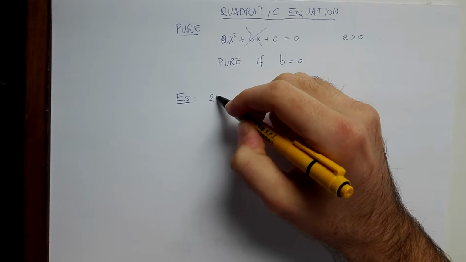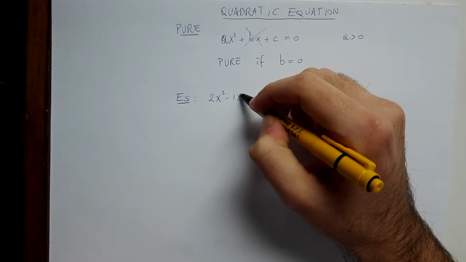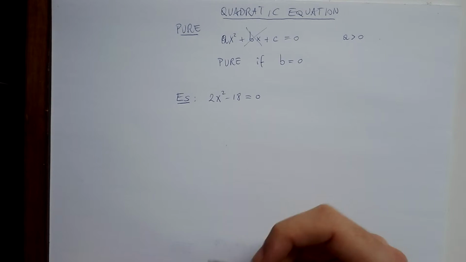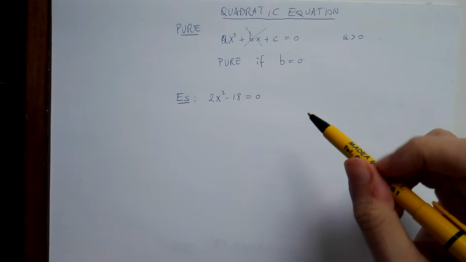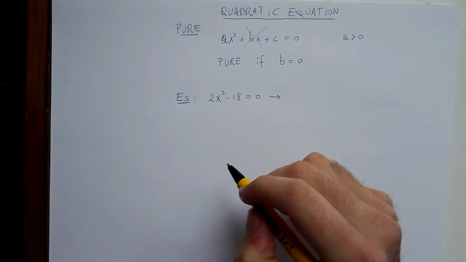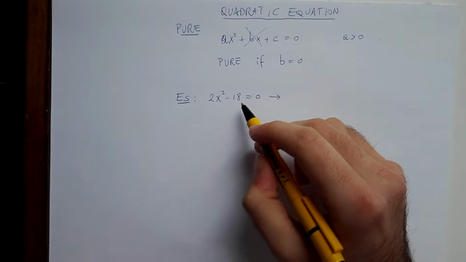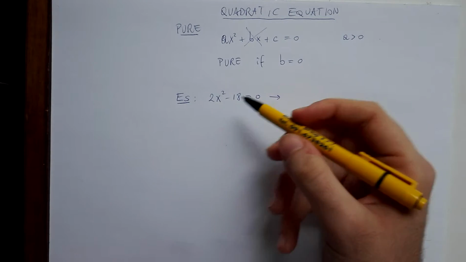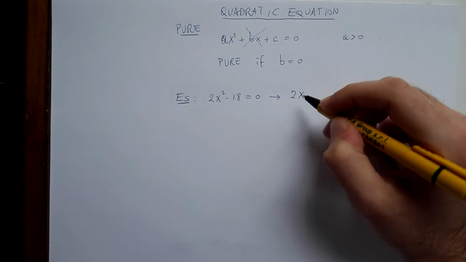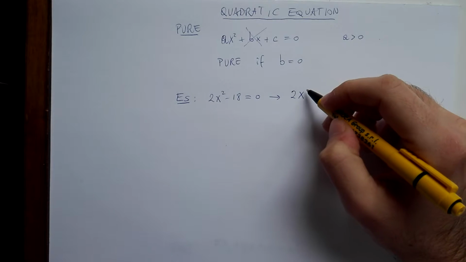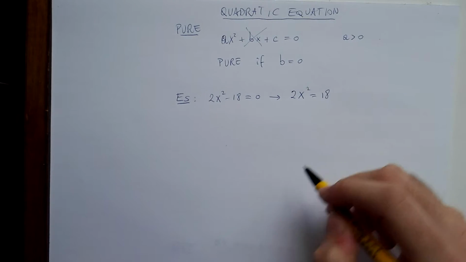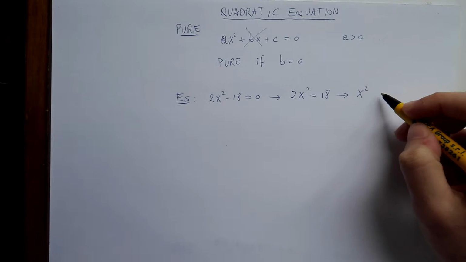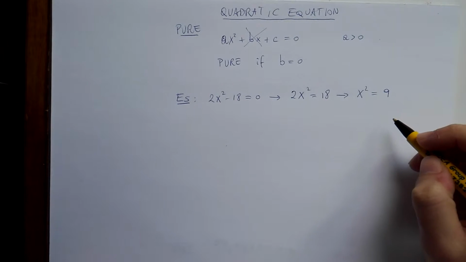Consider, for example, 2x squared minus 18 equals 0. This equation is pure because there is no x term. This is really easy to solve because we just have to treat it as if this equation was linear. So we bring the 18 to the other side, then divide by 2, so x squared equals 9.